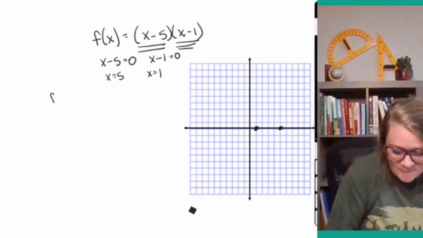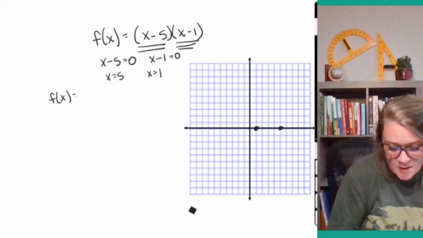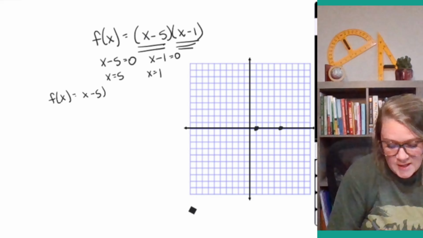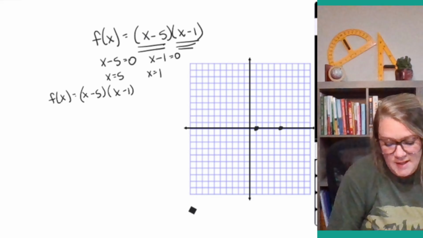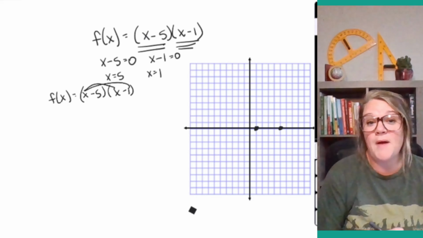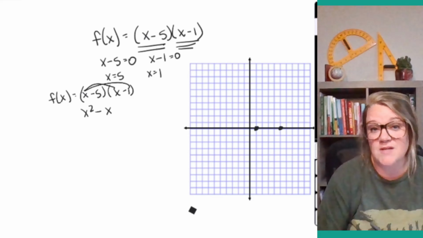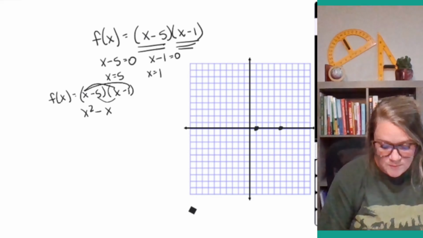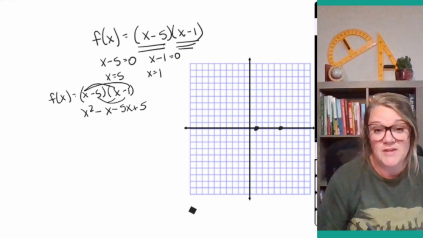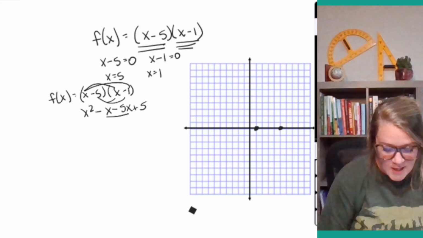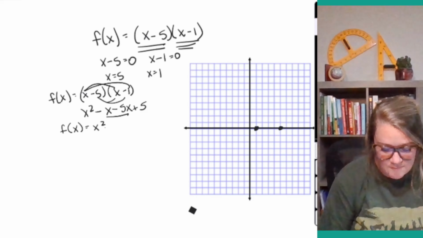So I'm going to go f of x, and I'm just going to copy down what we originally have, and we want to multiply x, everything in the second parentheses, by x. So that's going to give me x squared minus 1x, which I'm just going to leave as minus x. And then we have to also distribute the -5. So -5x plus 5. Now I'm going to combine my like terms in the middle, and I'm going to bring my f of x down. F of x equals x squared minus 6x plus 5.